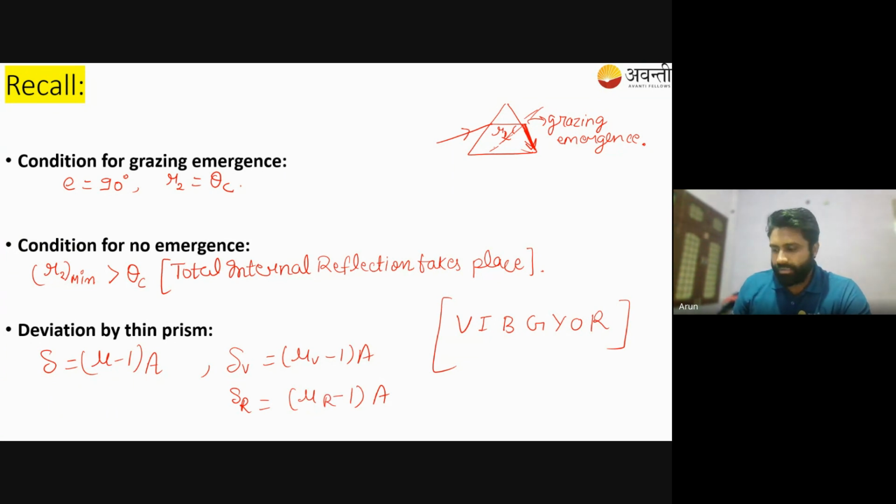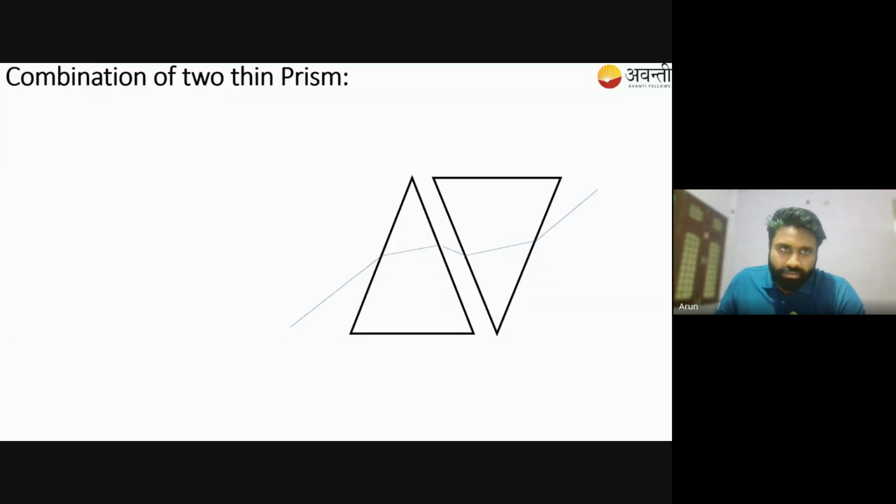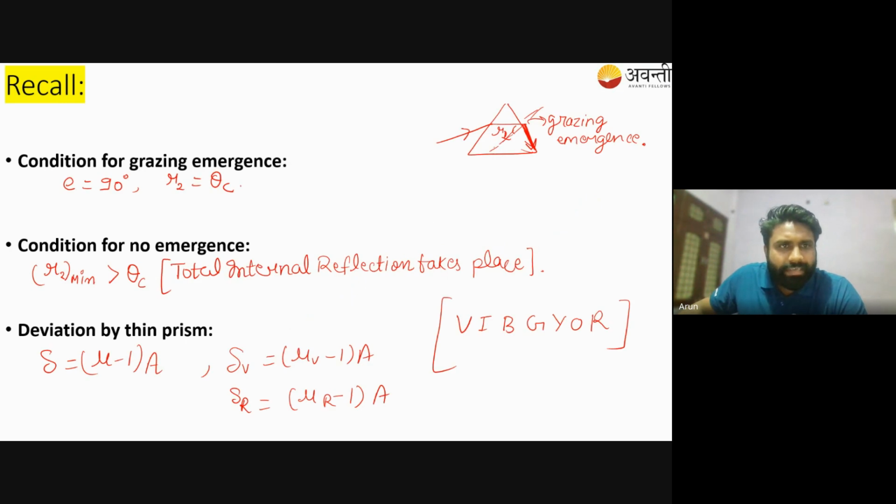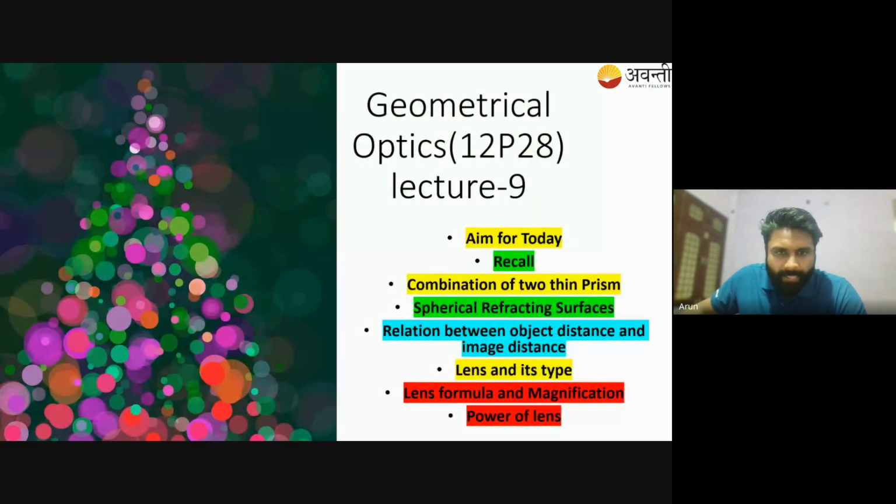got it। So this is the deviation by thin prism, thin होना चाहिए prism, and what should be the condition for thin prism? This angle of incidence, angle of emergence, R1, R2, all the angles should be very small. Got it? Now the combination of two thin prisms that I have to talk about. Anything left, na? No.